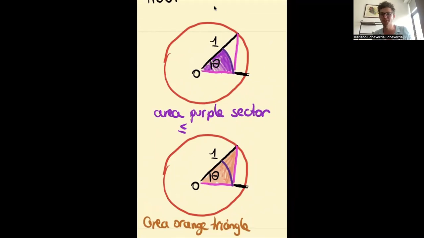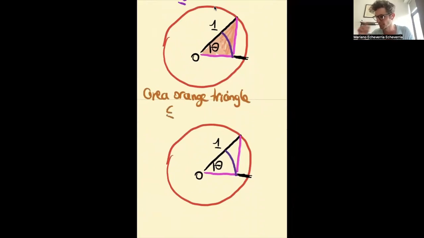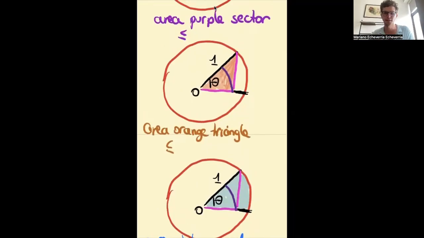So what I'm saying is that the area of the purple circular sector should be less than the area of the orange triangle, and that should be less than the area of this other sector, the area of the blue sector. Is that making sense? Like everyone believes this?